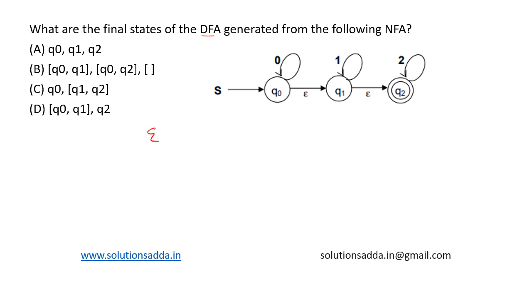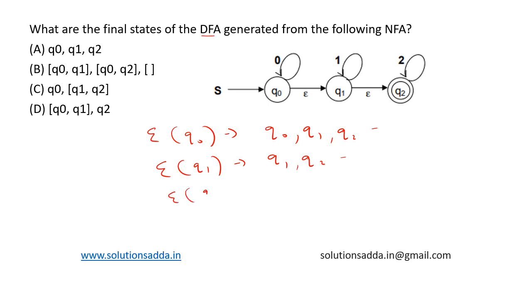So epsilon closure of state Q0 is what? Epsilon closure of state Q0 is, upon seeing epsilon, what are the states that it can reach? It can reach Q0, it can reach Q1, then it can reach Q2. So Q2 is in the final state, so Q0 will also be present in the final state. Now epsilon closure of Q1. From Q1, upon seeing epsilon, it can move to Q1 as well as Q2. So Q2 is in the final state, so Q1 will also be in the final state.